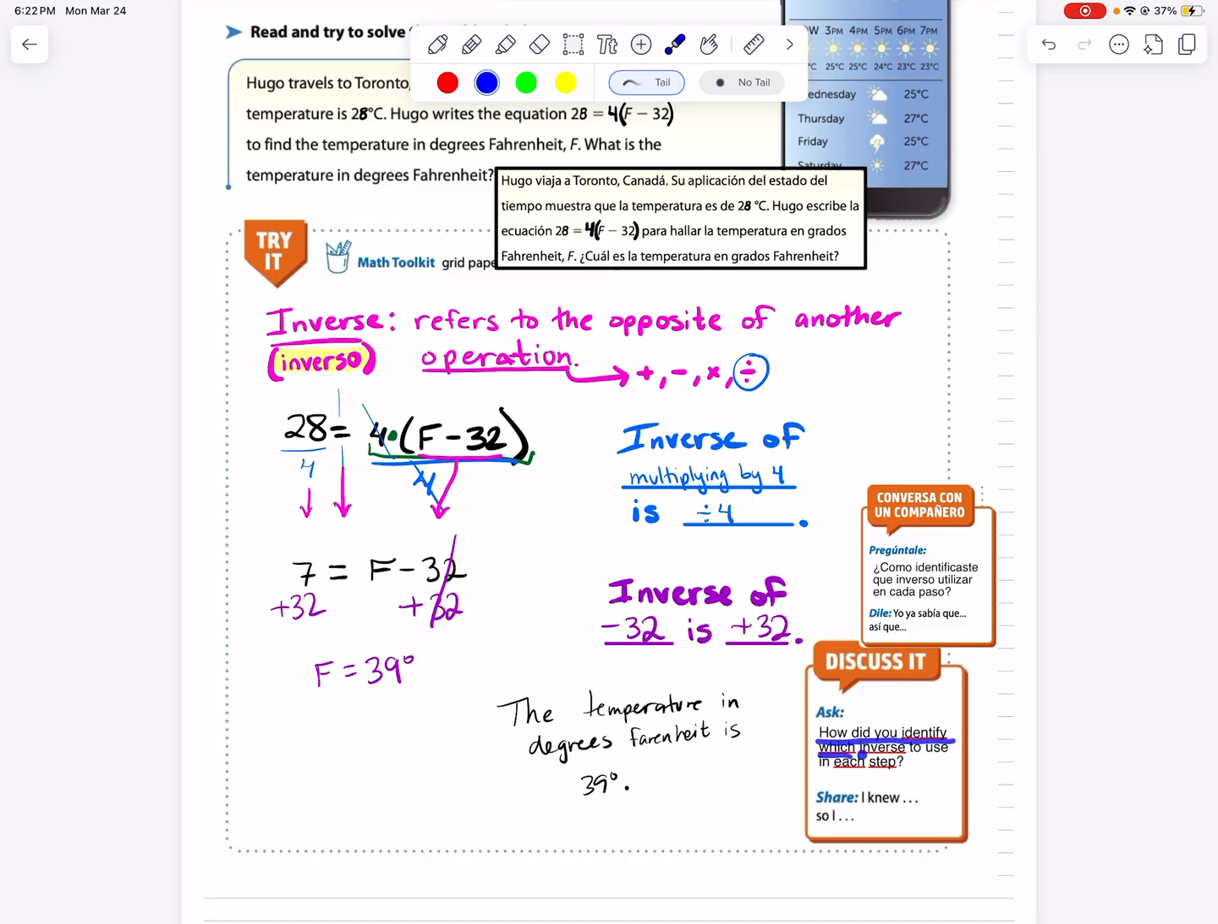Now, let's discuss this. How did you identify which inverse to use in each step? How did we know which inverse to use here? Pause the video, see if you can answer this question. How did we know for the purple side? How did we know that we needed to add 32? How did we know we needed to divide by 4 in the first one?